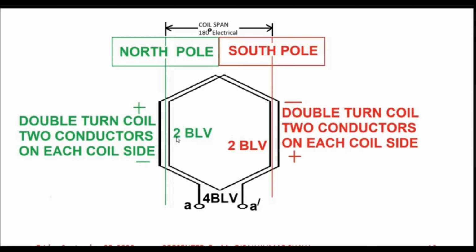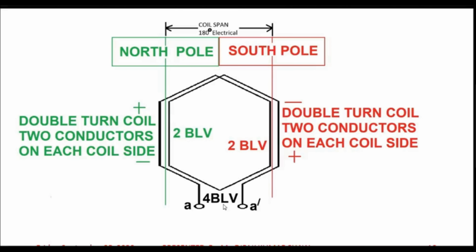Now, why 2 BLV? Because you see, it's a double turn coil. So since it is a double turn coil, you will have two conductors on two coil sides. So BLV for one conductor, another BLV for the other conductor. So EMF induced on this coil side, which is under north pole, is 2 BLV. Likewise, on this side also you have got two conductors, because it is a double turn coil. So BLV for this conductor, another BLV for this conductor, so 2 BLV. They get added up and you get 4 BLV.